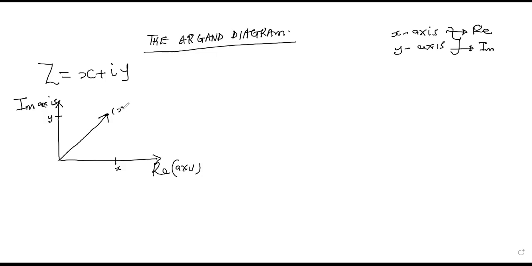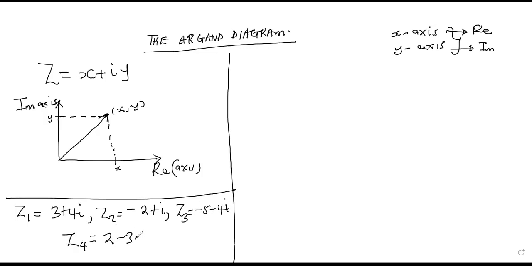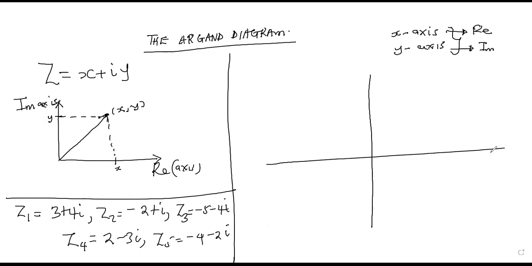Here, where this point is x and this point is y, this represents our complex number on the Argand diagram. So if you're given any values to be plotted on the complex plane, you can find it very easy to plot. For example, if you have z1 equals 3 plus 4i, z2 equals negative 2 plus i, z3 equals negative 5 minus 4i, z4 equals 2 minus 3i, z5 equals negative 4 minus 2i, let me show you how to represent all these complex numbers on an Argand diagram.